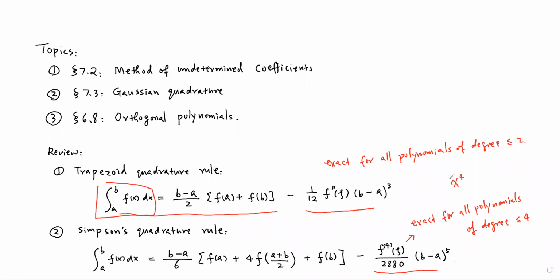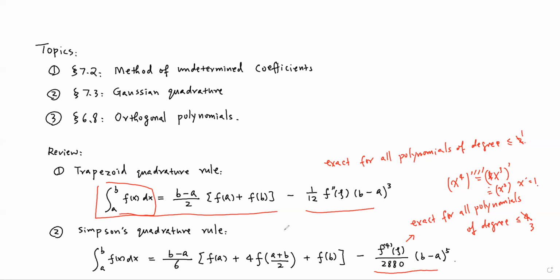Let me see. x^4, take the derivative, it is 4x^3. Take the derivative again, it is x^2. Take the derivative again, x, derivative again, 1. Oh no. Simpson's rule is exact for polynomials of degree not greater than 3, and the trapezoid rule is exact for polynomials of degree not greater than 1. Okay.